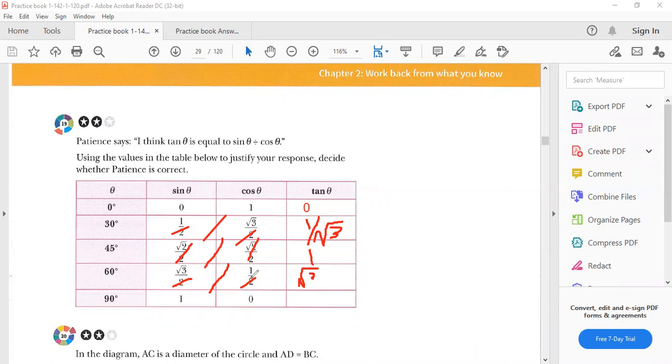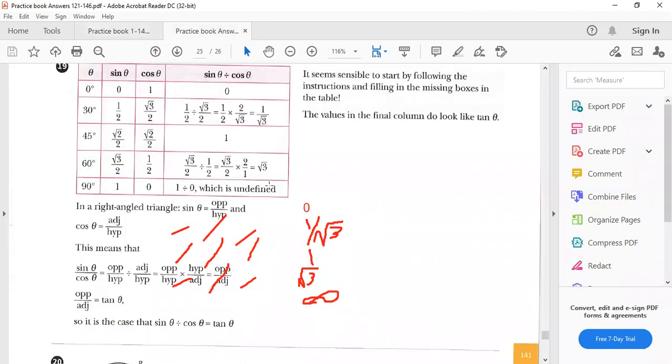Look at this. Root 3 divided by 1. 1 divided by 0 is equal to infinity, and infinity means undefined, because 0 in the denominator is undefined. So you can see here all the answers: this one is root 3, this one is 1, this one is 1 over root 3, this one is 0.